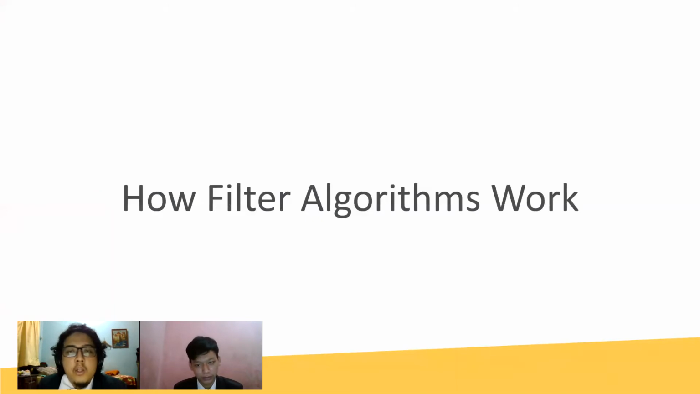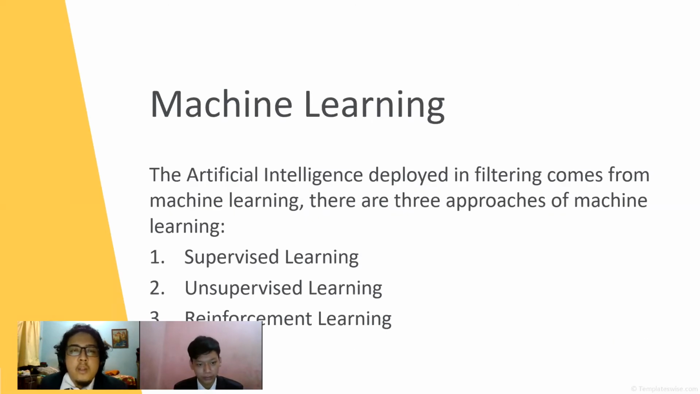Next is how filter algorithms work. The first one is machine learning. The artificial intelligence deployed in filtering comes from machine learning. There are three approaches to machine learning. The first one is supervised learning, which means the machine is given some schema or patterns and told to learn them, and then the machine tries to handle other similar patterns.